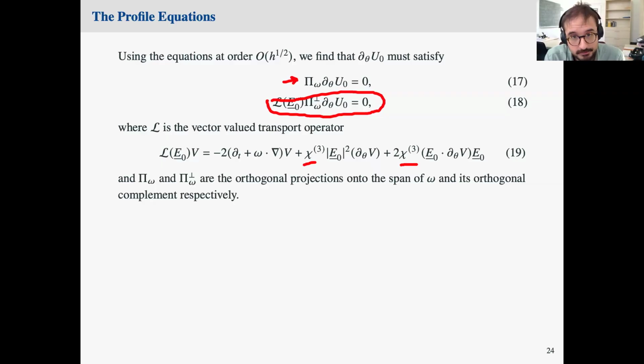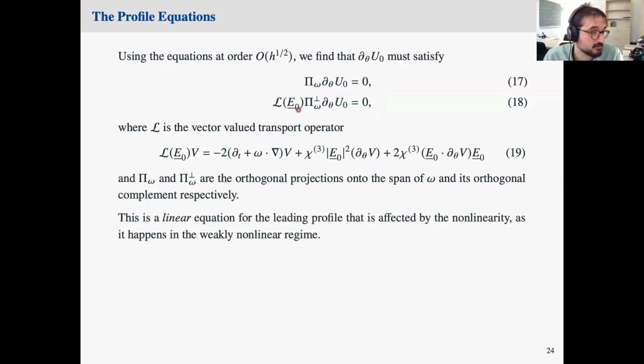So actually this tells you that the nonlinearity does have an effect at the leading order profile. But it is a linear equation. So we see that unlike the situation that we had before with Burgers' equation, where we had a nonlinear equation for the principal amplitude, here we have a linear equation for the principal amplitude, but the nonlinearity is present. So this is the weakly nonlinear regime. So we have the nonlinearity playing a role in the leading order amplitude.